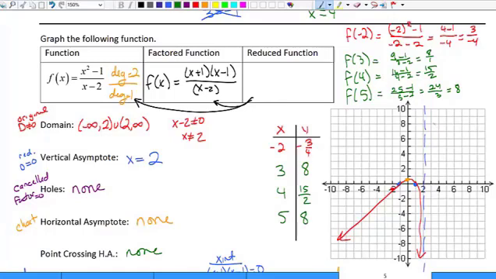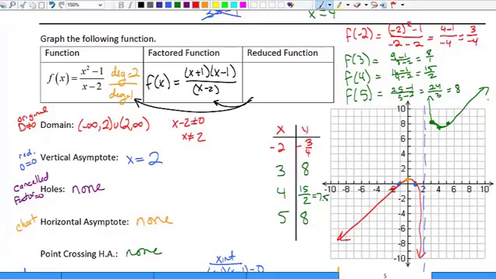So at 3 comma 8, I have a point. At 4 comma 15 halves, that's 7.5. And then at 5 comma 8, going back up again. So I know that my line is going to approach my vertical asymptote. It's going to come down, turn around, and kind of go off in that direction. And that's a pretty good picture.